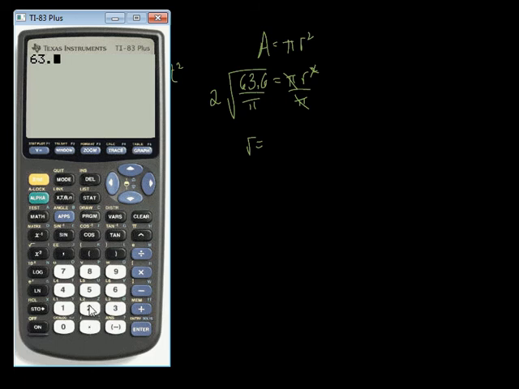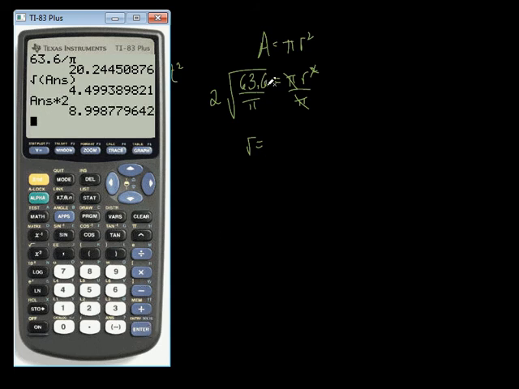Anyway, 63.6 divided by pi, right there, equals. We'll take the square root of that. So take the square root of that answer. Okay, that's what you get. Now you could round it and then multiply it by 2, but I'm just going to take that whole number, multiply it by 2, and see what we get. So multiply that by 2.